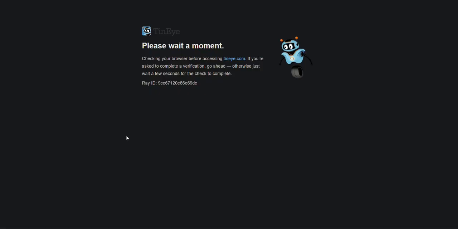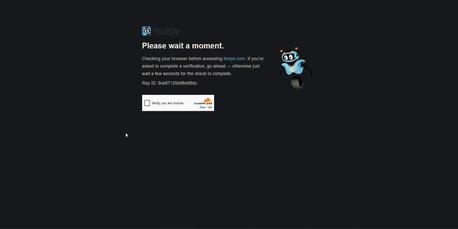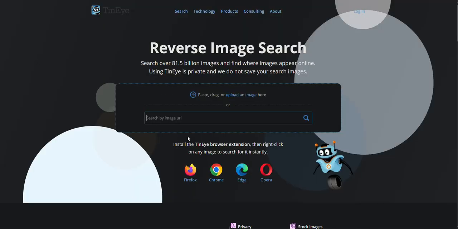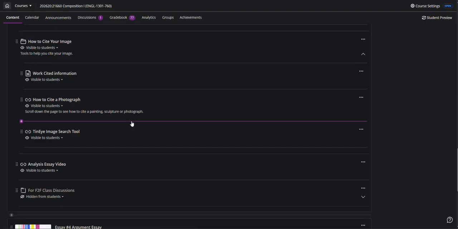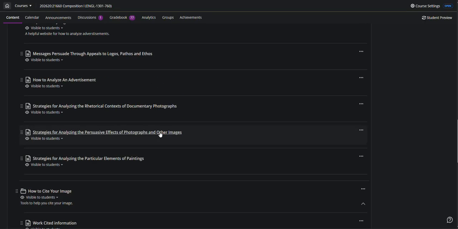Finally, if you need help finding where your picture came from, you can always use TinEye, where you put your image in, and it will give you where the image shows up on the internet, and you can just choose one of those places for your citations.